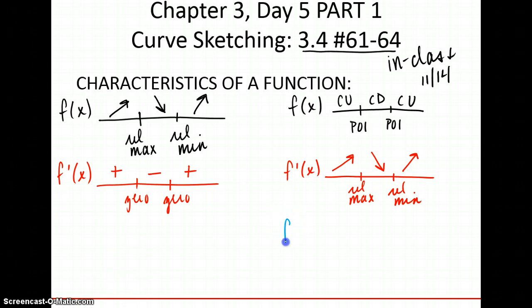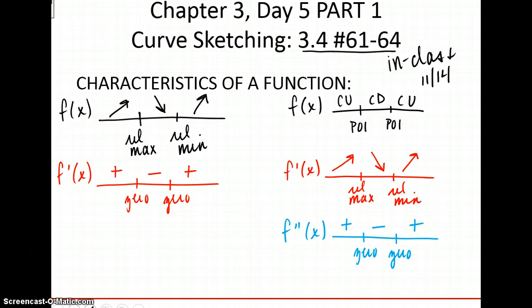Now for the second derivative, the interval where a function is concave up, we know that's where the second derivative is positive. Where a function is concave down, second derivative is negative, and then it would switch to positive again. So on the graph of the second derivative, the points of inflection become the zeros of the graph of the second derivative.